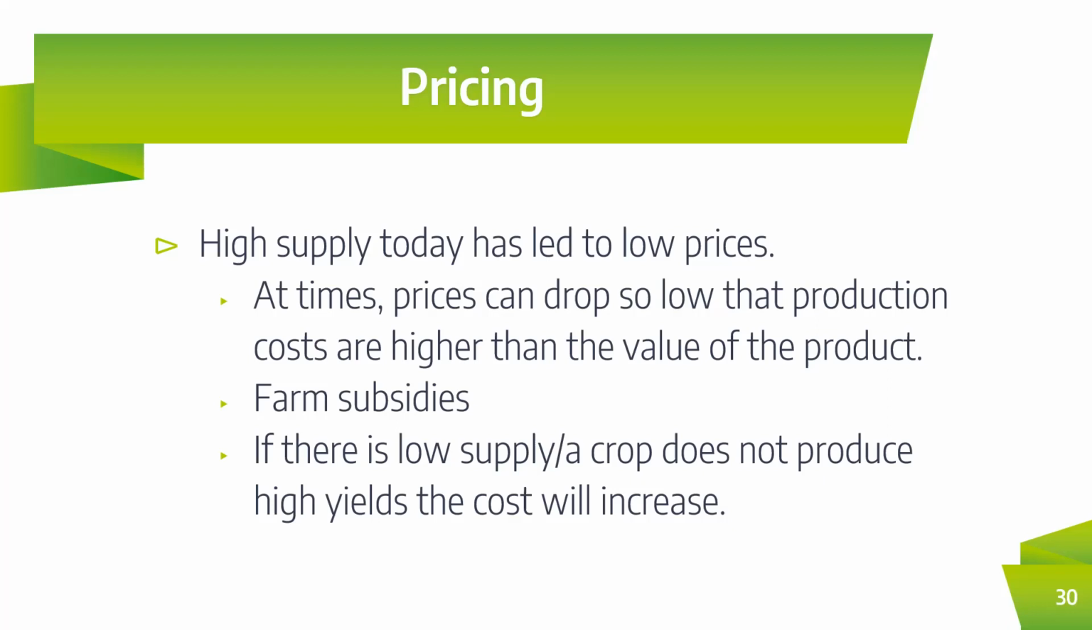At times of high production success, prices can drop so low that production costs are higher than the value of the product. This can be good for agribusinesses, because they can afford that. They'll be able to sell more. But it can be catastrophic for small scale farmers. If you couple that with a loss of crops due to weather events, farmers can go bankrupt and lose their farms. So that's kind of led to farm subsidies over time.